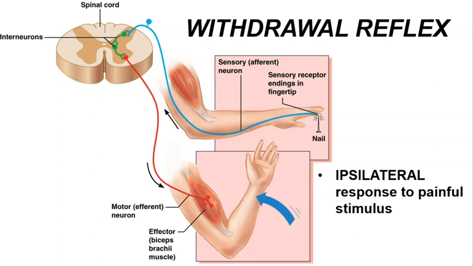So notice that this is a polysynaptic reflex, as the blue sensory neuron communicates with a chain of green interneurons within the spinal cord. The response is an ipsilateral response because the purpose of this reflex is to withdraw the same limb that experienced the pain from that painful stimulus. It of course wouldn't do any good if the contralateral or opposite limb from the initial painful stimulus was withdrawn.